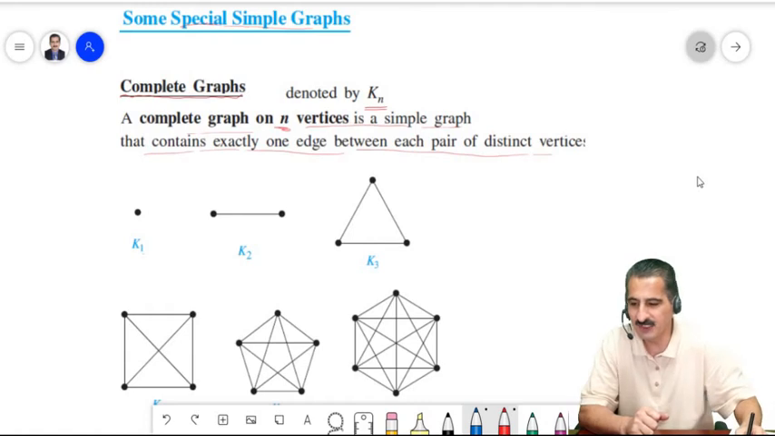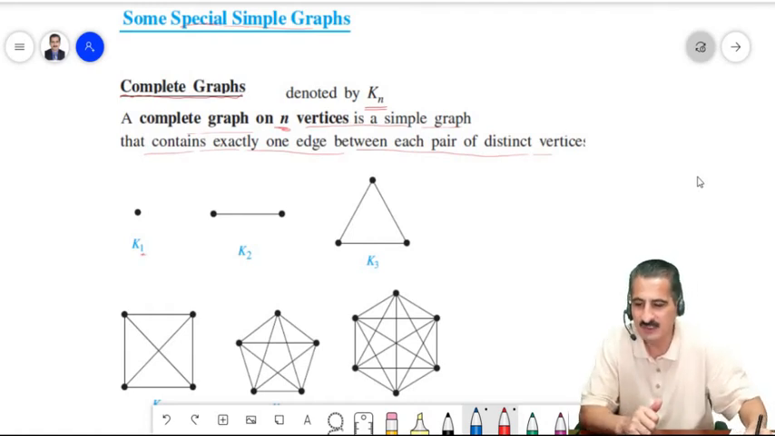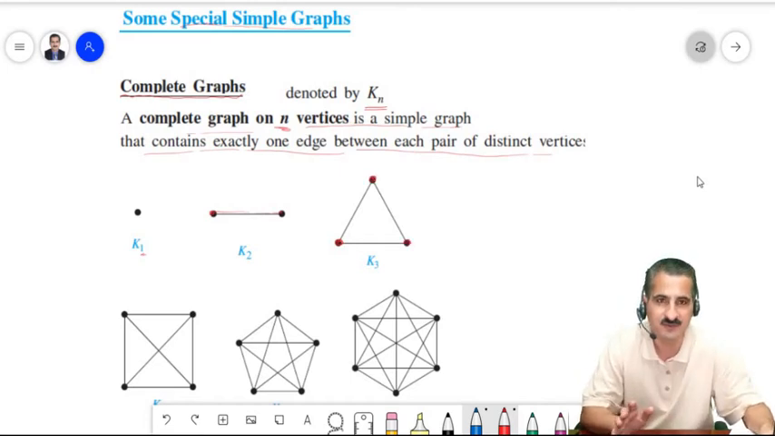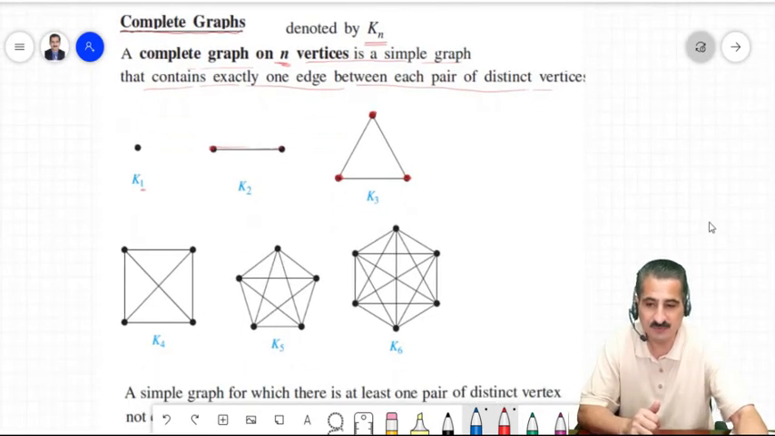Now for K1, it means one vertex, so we have nothing to do, just a vertex. K2 means we have two vertices, and then we connect them, we get that. K3 means we have three vertices, and we have to connect every vertex to every other vertex, so we get a triangle.